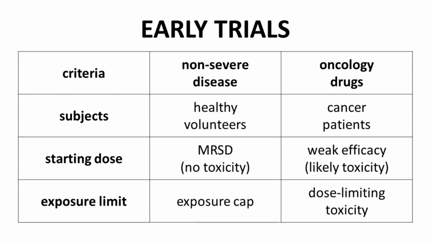One final comment. The line between phase 1 and phase 2 trials is less clear for oncology drugs because even the earliest clinical trials for oncology drugs aim to achieve efficacious dosing levels.